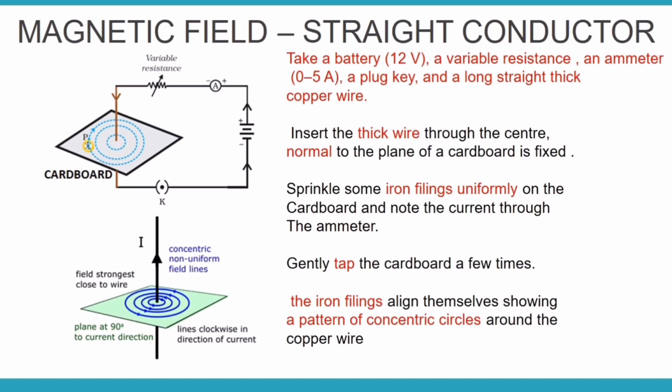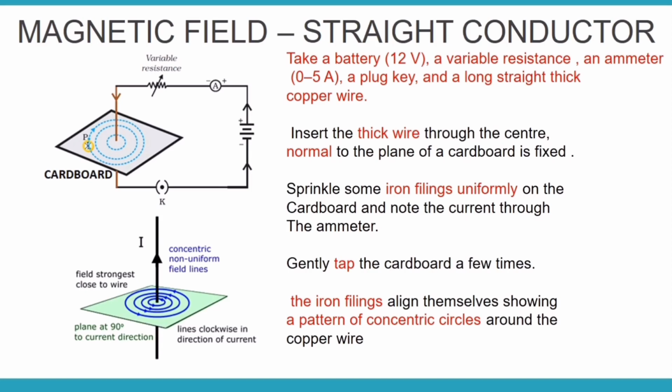When some iron filings are sprinkled, and you tap the cardboard, you could see the iron filings being arranged in a particular pattern, which is concentric circles. So, for a straight conductor, when current is passed through it, it produces a magnetic field, and the magnetic field of a straight conductor has a pattern of concentric circles.